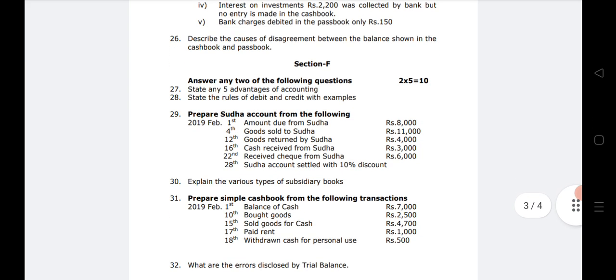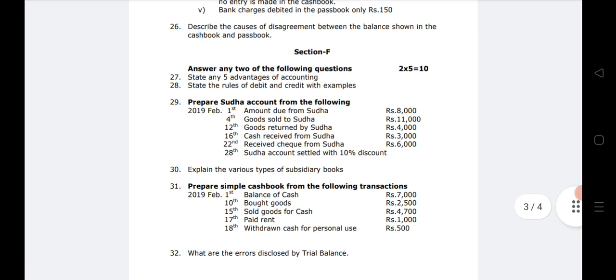Next is the theory part of commerce. Answer any 2 of the following, theory and practicals. This year subsidiary books is very important. Purchase book, sale book, purchase return, sale return, they will ask that question. They will ask one question from ledger. This year, for the first time, they asked a simple column cash book problem for 5 marks.